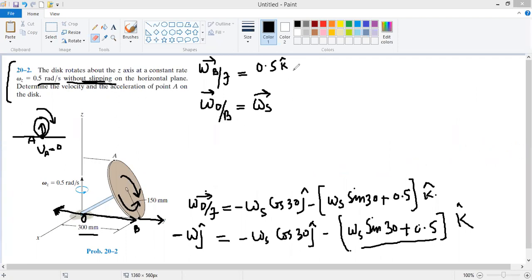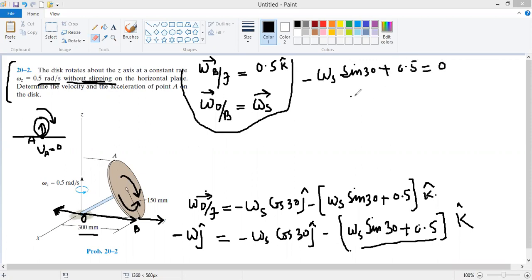We can write this as, let me put it somewhere here, separate this. Therefore we can write this as: minus ws sine of 30 minus ws sine 30 plus 0.5 plus 0.5 is equal to 0. Therefore from here we'll get omega s equals 0.5 divided by sine 30. Sine 30 is also equal to 0.5. Therefore omega s, that is angular velocity of the disk with respect to the bar frame of reference, is equal to 1 radian per second.